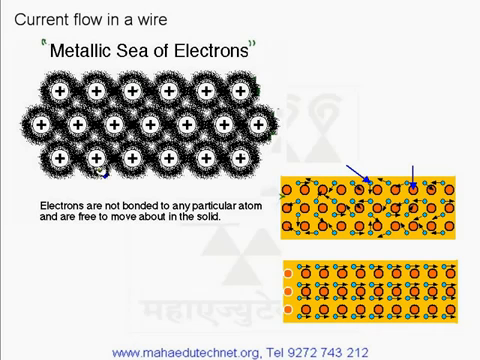When no electric source is applied to a metal wire, all these free electrons move in all possible random directions as shown in this figure. The free electrons move in all possible directions. These blue dots are the free electrons, and when no voltage source is applied across this metallic wire, these blue dots are seen to be moving in all possible directions.